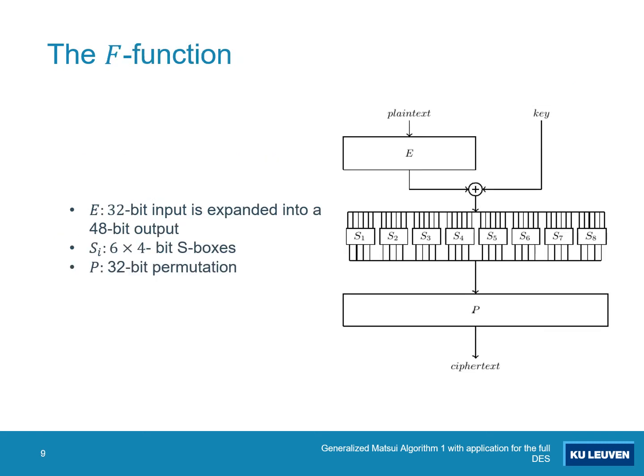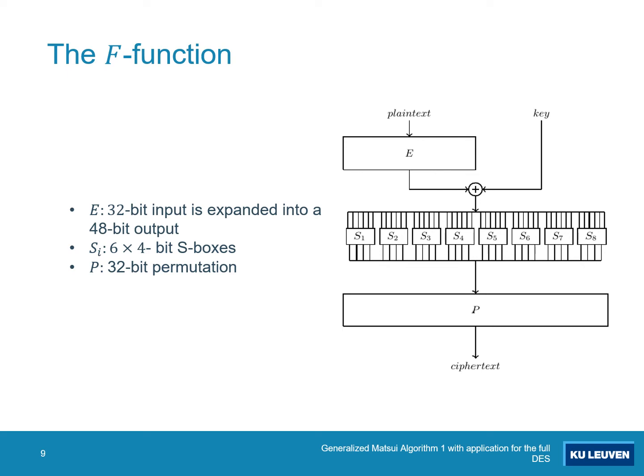The f function of DES is composed of 4 operations. The first one is a 32 to 48-bit expansion function E. The function is applied to the 32-bit plaintext. The output of this function is then XORed with the 48-bit round key.